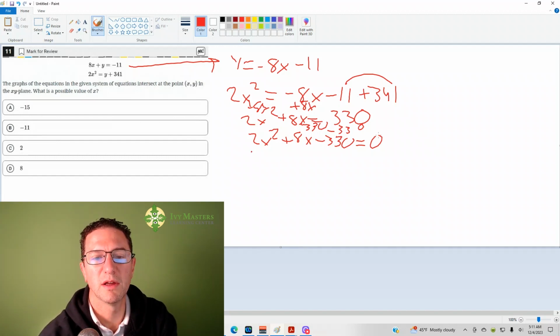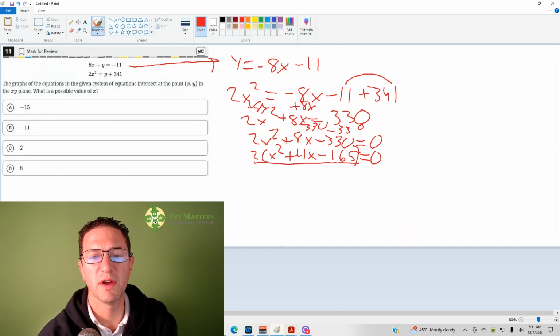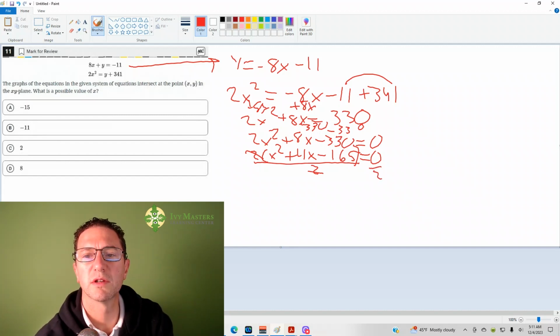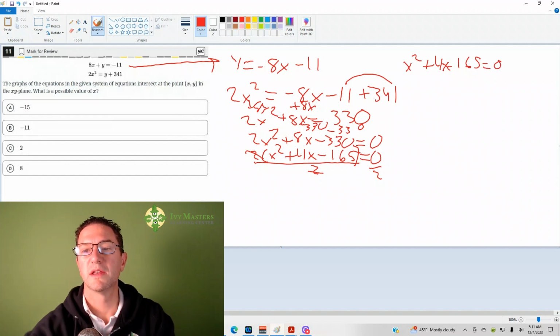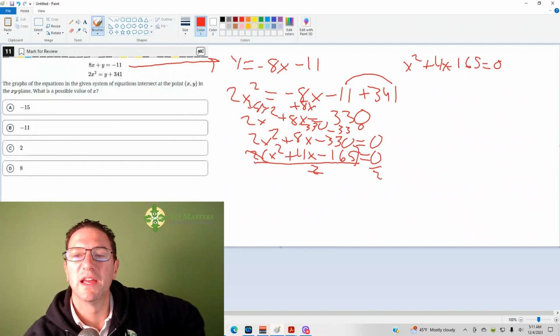If I pull the 2 out, I wind up with x squared plus 4x minus, and then you'd have to divide it by 2, it's going to be 165, equals 0. Notice if I divide both sides by 2, it cancels on the left. Then I get 0 over 2, which is just 0. So my new equation is just x squared plus 4x minus 165 equals 0. So now I need two things that multiply to give you negative 165 and add to give you a positive 4.